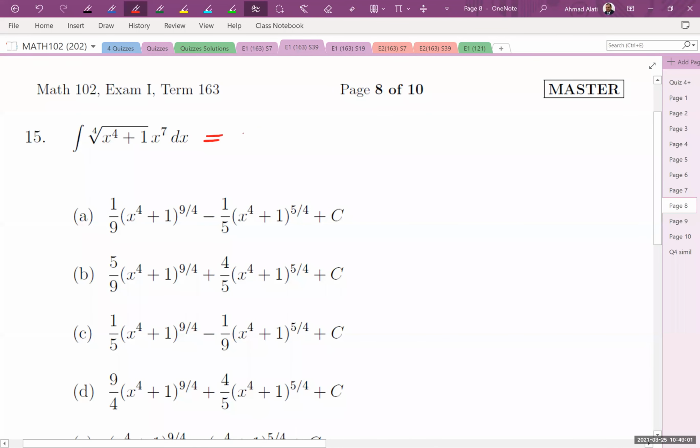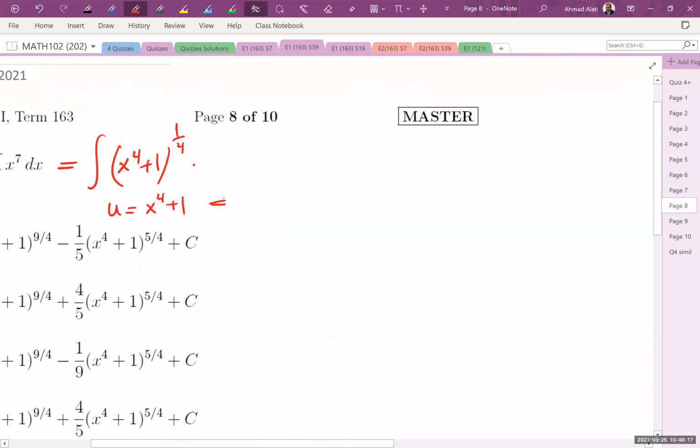This is equal to what? By u substitution, the integral of x to the power 7 over the fourth root of x to the power 4 plus 1. Now x to the power 7 here, you need to ask: I will take u equals x to the power 4 plus 1. So what will du be? Du will be 4x to the power 3 dx. So this x to the power 7, I will write it as x to the power 4 times x to the power 3, and this is dx.